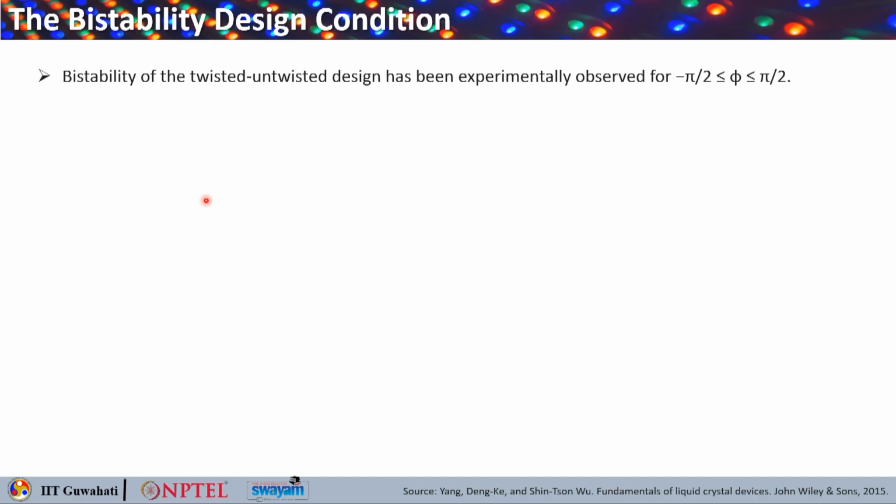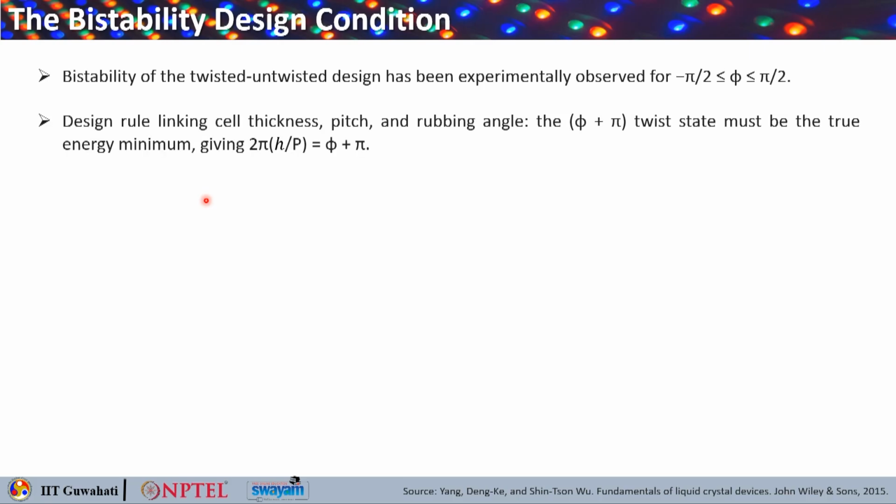So how do you design this bistability? The bistability of the twisted untwisted design has been experimentally observed for this phi angle, the rubbing angle, between minus 90 degree to plus 90 degree. Now the design rule that links the cell thickness, pitch and the rubbing angle is here. The phi plus pi twist state must be the true energy minimum that we have already discussed earlier. We have seen that the 180 degree state is the energy minimum. That basically gives you that 2 pi into h by p will become phi plus pi.